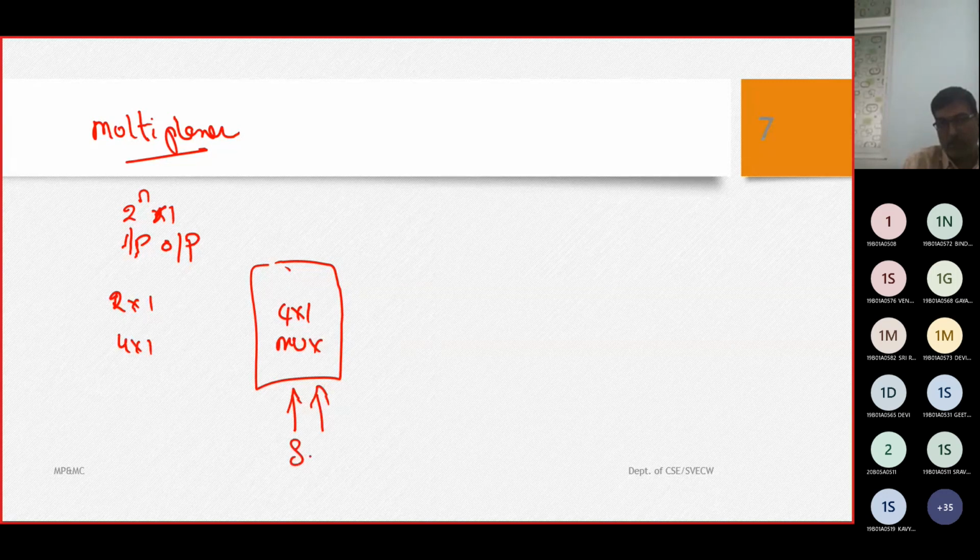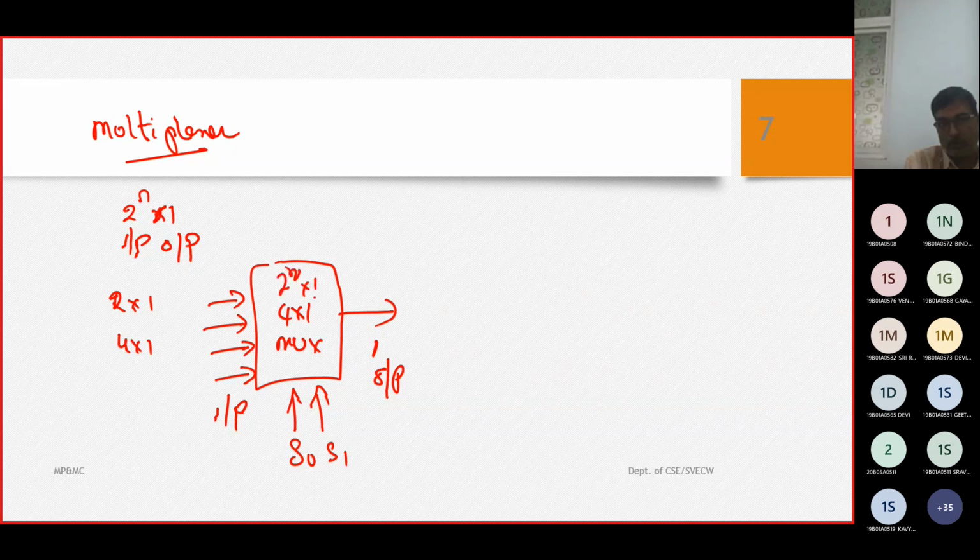There will be 2 select lines, S0 and S1. Then we have 4 inputs, and we are going to have only one output. So we call it 2 square into 1. This is the definition of a multiplexer and a generic diagram for a multiplexer.